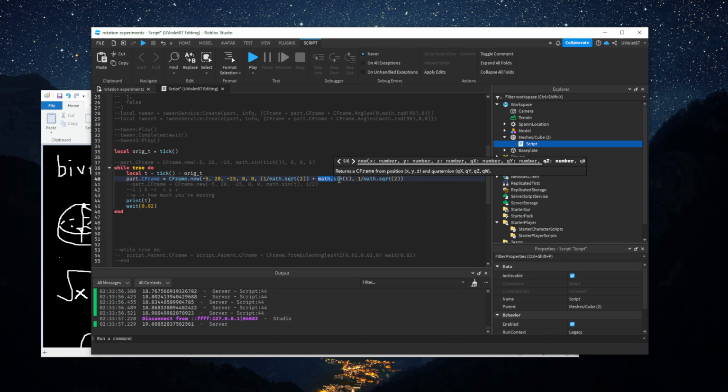So here I've placed 1 over square root of 2. And here, remember the output of sine, it varies from -1 to +1. It starts at 0. Okay, so the average is 0 over time. But at an extreme, when it's at its maximal value, it will be 1, and this whole thing will be 1 over square root of 2. So let's see what happens.